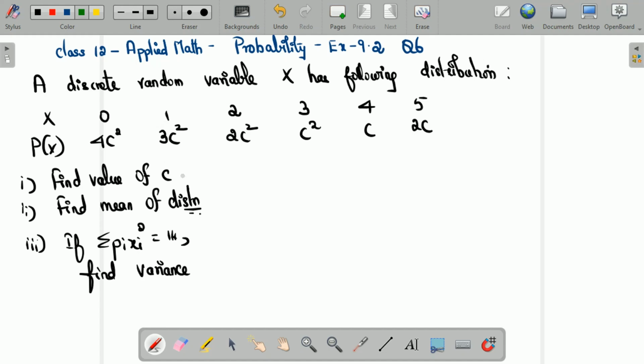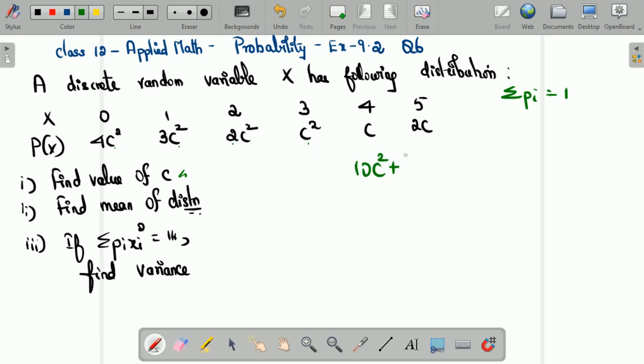So let's take up the first subdivision. We are supposed to find the value of c. So know that sum of pi is equal to 1. So let's add all this. So 4c squared plus 3c squared is 7c squared plus 2 is 9c squared plus 1 is 10c squared.